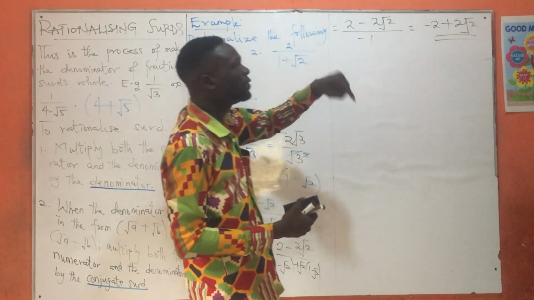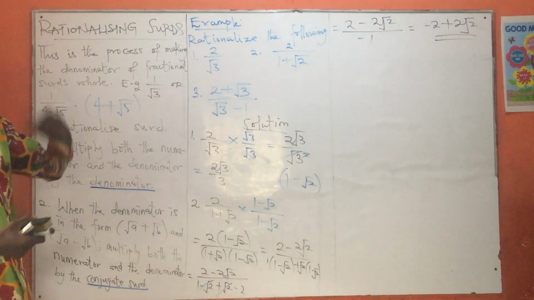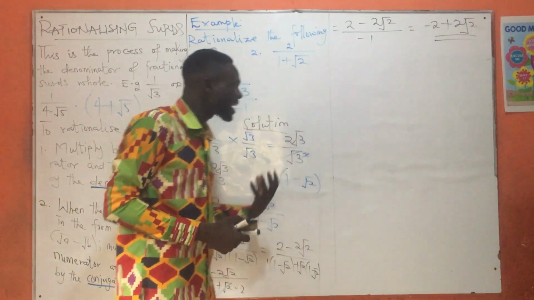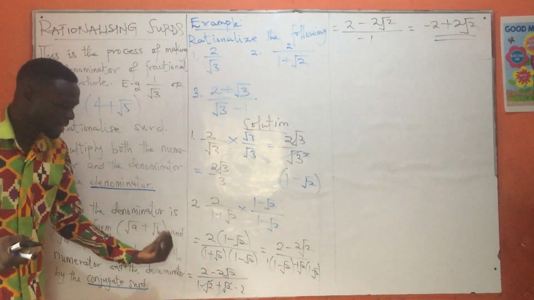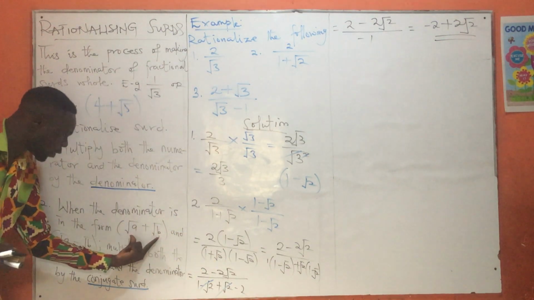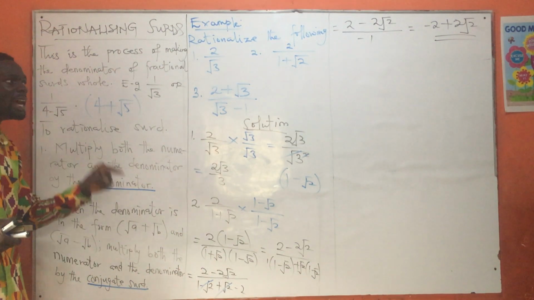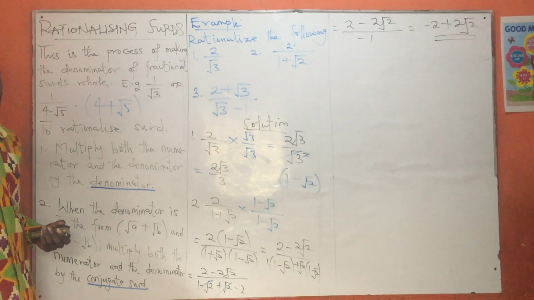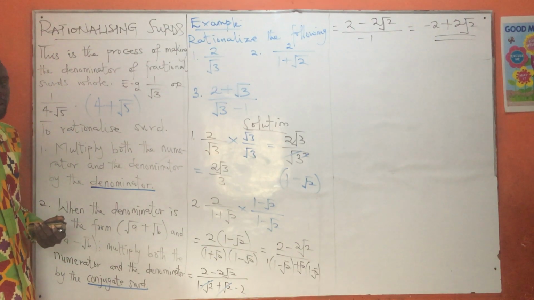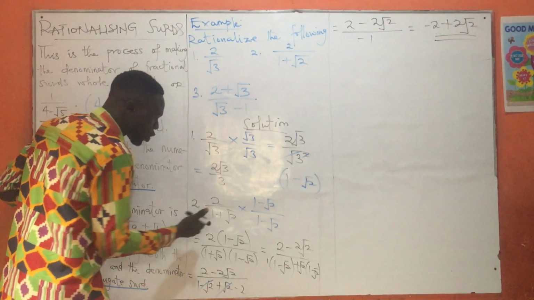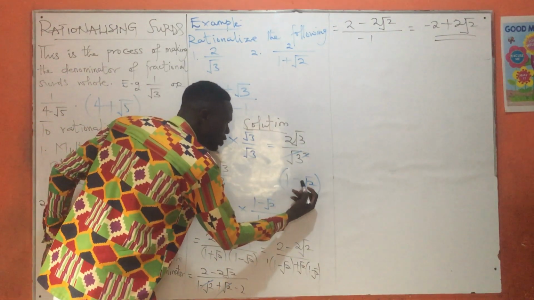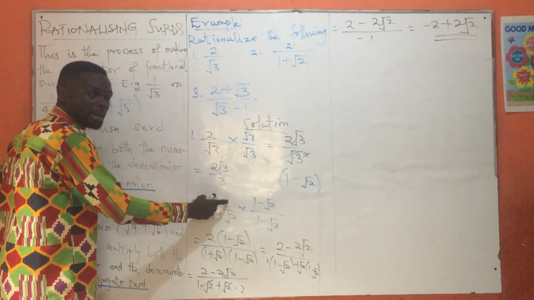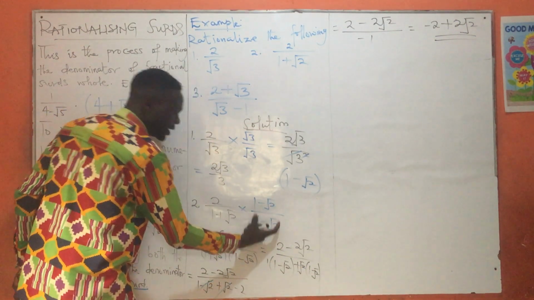And so you have negative 2 plus 2 root 2 as the answer. So all you should know is that when it comes to rationalizing surds, if the denominator is of this form, then you multiply the numerator and the denominator by the conjugate surd. Here, the conjugate surd is 1 minus root 2. So we use the conjugate surd to multiply the numerator.